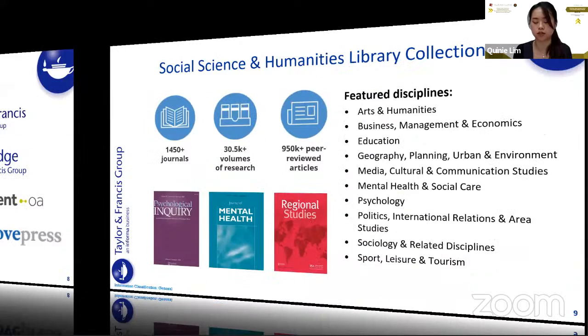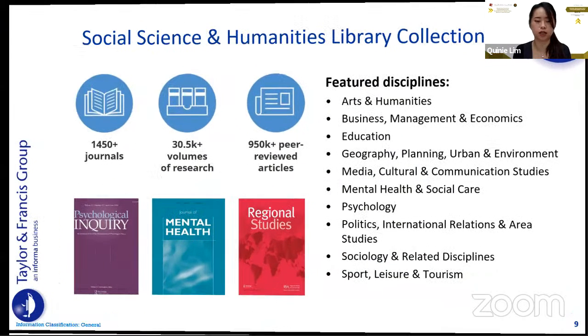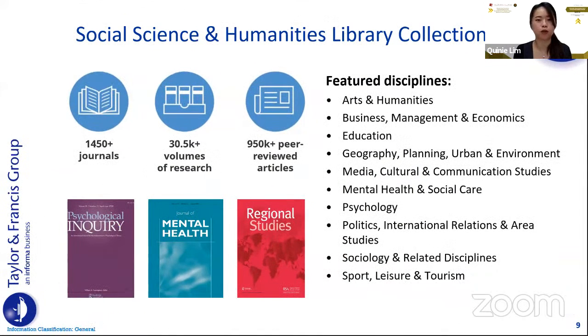Over 600 of our journals are also published in partnership with renowned societies and associations. What you're looking at on the screen right now is the largest collection of social sciences and humanities, the library that we have, which provides an excellent foundation for research and teaching in 14 fields of studies. There are more than 1,450 journals in this collection, over 950,000 articles.